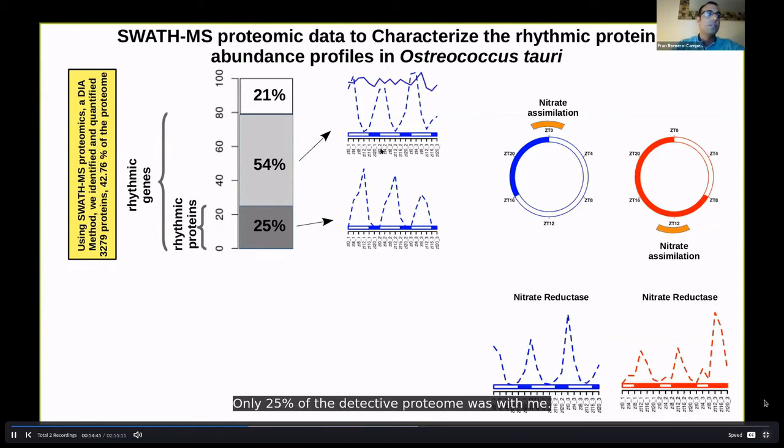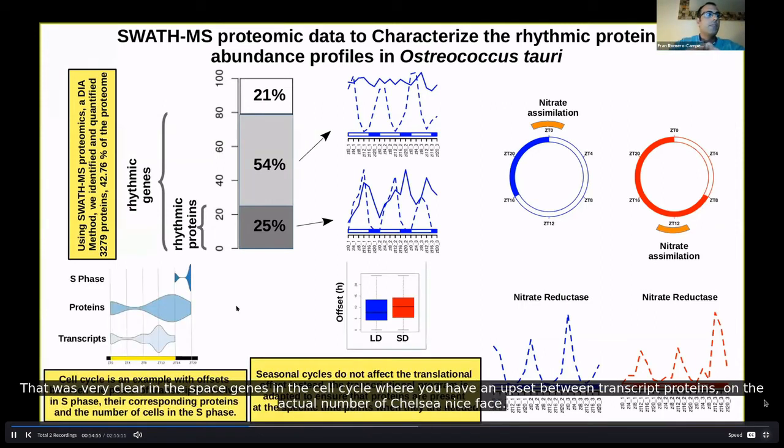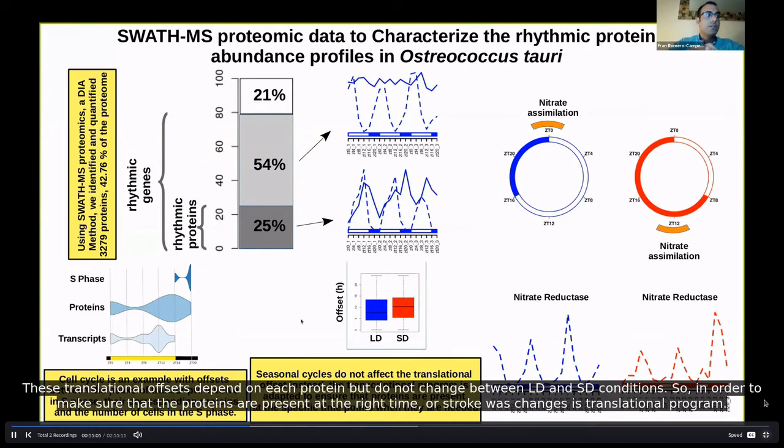Only 25% of the detected proteome was rhythmic, and for these rhythmic proteins, we found an offset or a delay between the peak of the transcript and the peak of the protein. That was very clear in the S-phase genes in the cell cycle, where you have an offset between transcript, proteins, and the actual number of cells in the S-phase. These translational offsets depend on each protein, but do not change between LD and SD conditions.